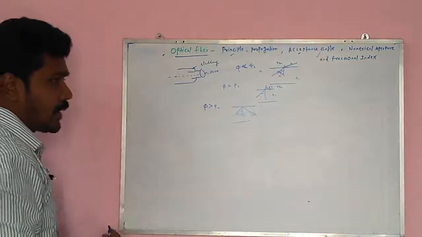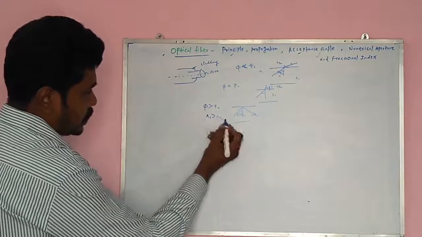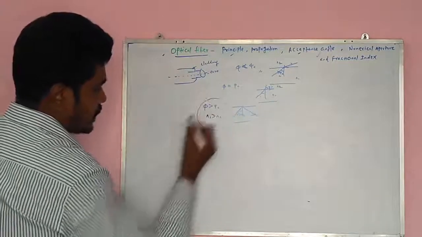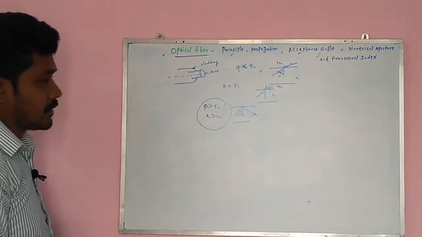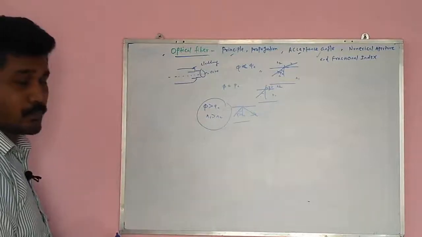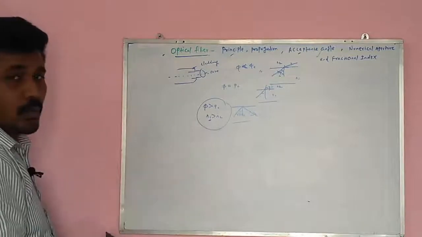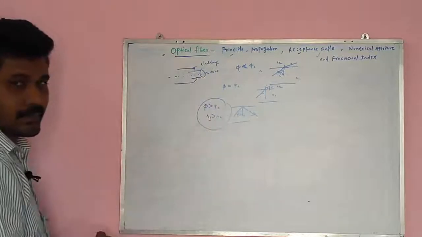The other condition is that N1 must be greater than N2. So there are two conditions for the propagation phenomenon of total internal reflection: phi greater than phi c, and N1 greater than N2. You already know that N1 means the core medium refractive index and N2 means the cladding medium refractive index.